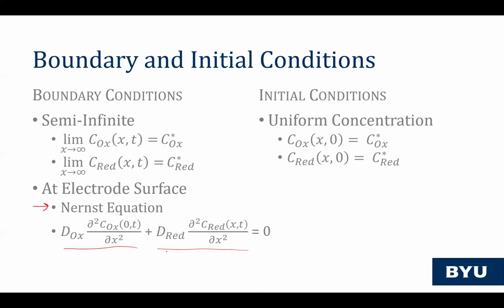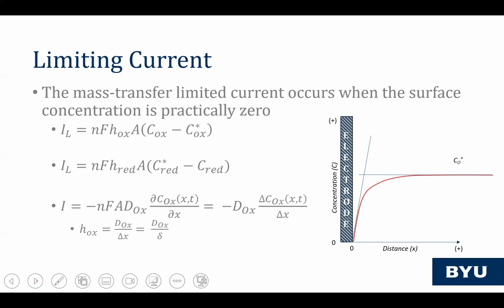And the initial condition commonly used is that we assume that at time 0, before we start applying any potential or current, we have a uniform concentration in our solution. So everywhere at time 0, we have our bulk concentrations. So using Fick's law, we can get an idea of what our mass transfer limited current would be. So that's like the fastest we can go, which means we're going to have the steepest gradient, which means our concentration is going to go to 0 here. And then we're going to have this steep gradient rising up to our bulk concentration.